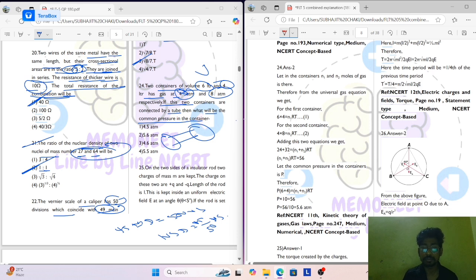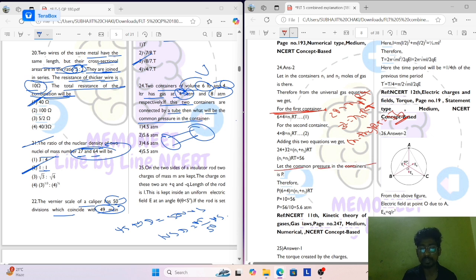From the first container we can apply the universal gas law: 6 into 4, PV means 24 equals N1 RT. For the second container, 4 into 8 is 32, so 32 equals N2 RT. So the total will be 56, that is N1 plus N2 into RT equals 56.